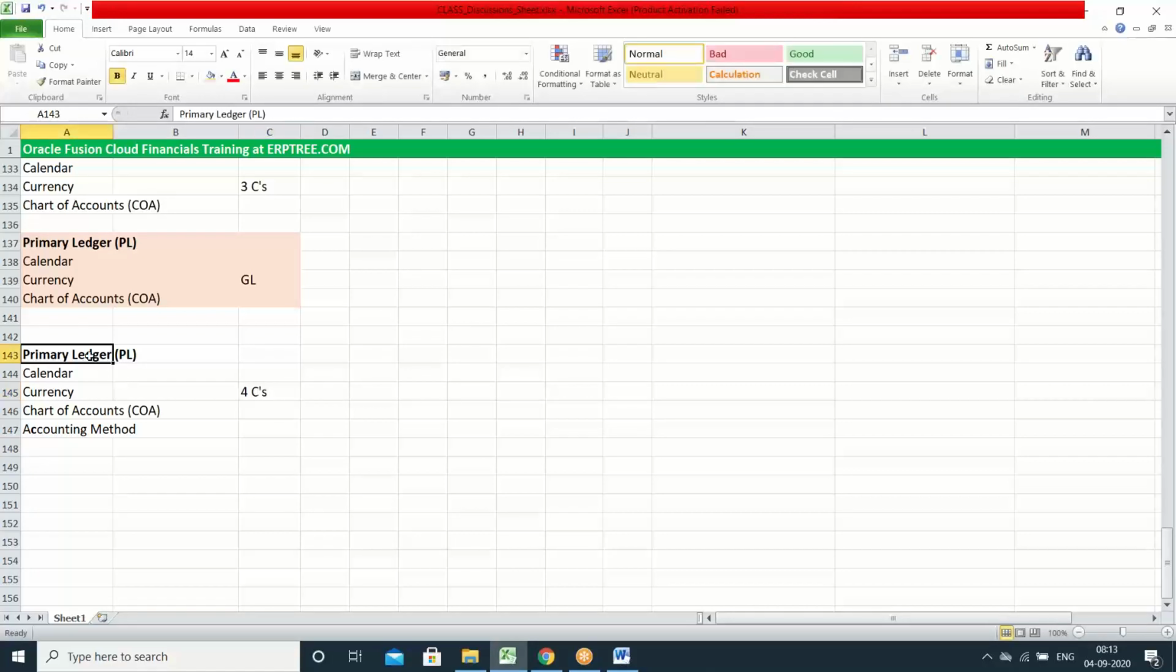If you create the primary ledger with the 4 C's, calendar, currency, chart of accounts, and accounting method, in accounting method the second letter you have to use as a C. By using these 4 C's, if you create the primary ledger, that primary ledger you can use in any application to record the transactions. So this is a point we have to understand. The same accounting method we call as subledger accounting method also.